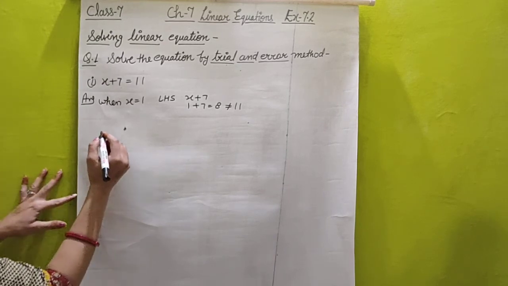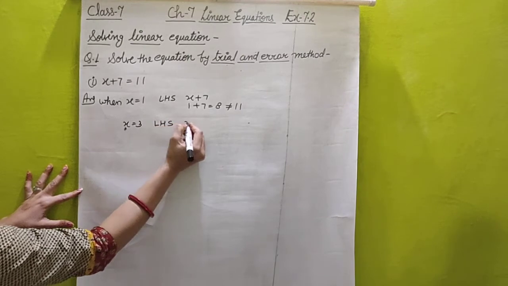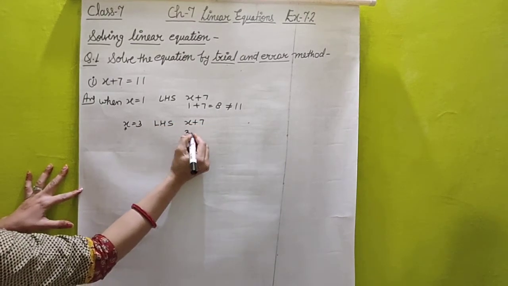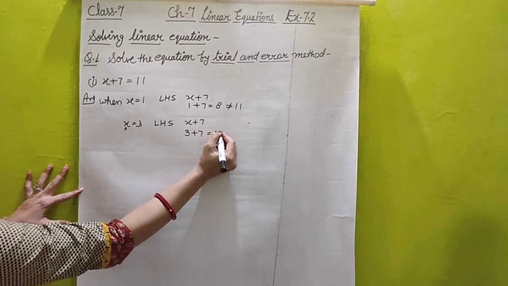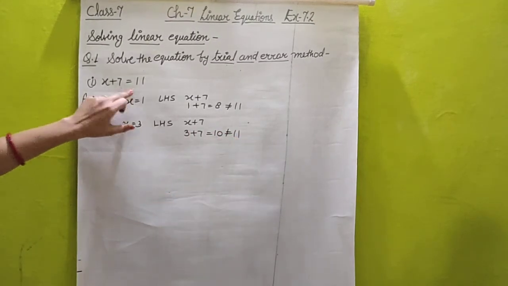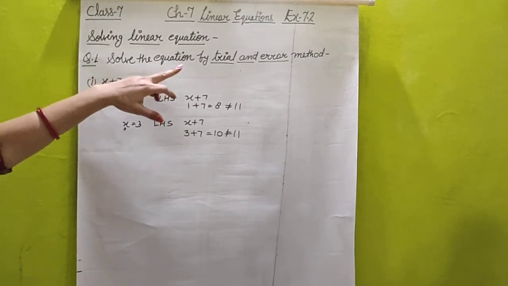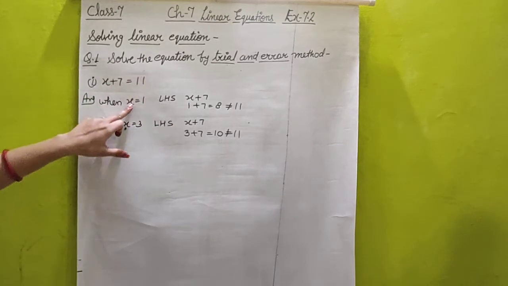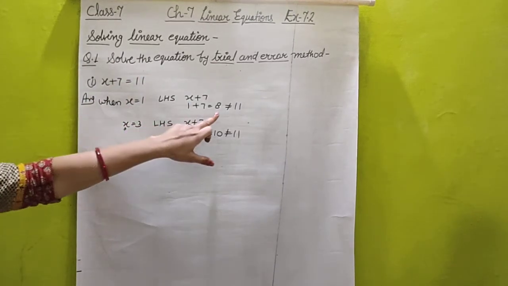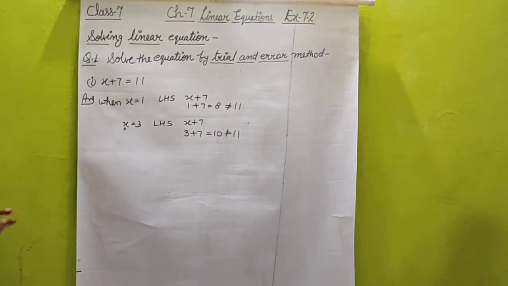Second, students, I am taking x is equal to 3. Then LHS will be x plus 7, so in place of x, 3 plus 7, this will be 10, and this is also not equal to 11. So two times I have tried. That's why this is called the trial and error method. I have tried x equals 1 and x equals 3, but there is an error: LHS is not equal to RHS.